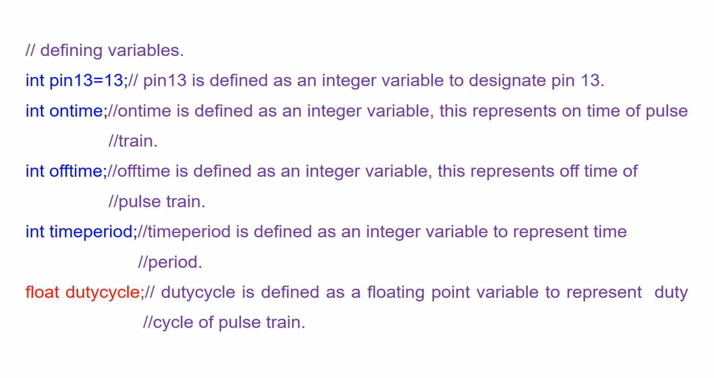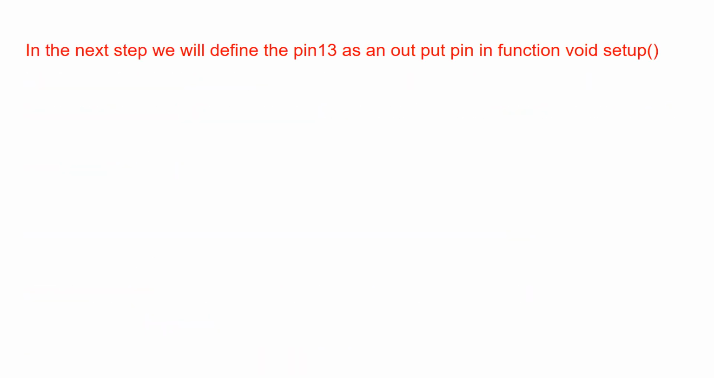float duty cycle semicolon. Duty cycle is defined as a floating point variable to represent duty cycle of the pulse train. With this, all the variables used in the code have been defined. In the next step, we will define the variable pin 13 as an output pin in function void setup.